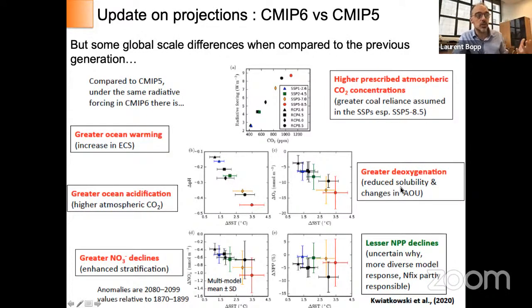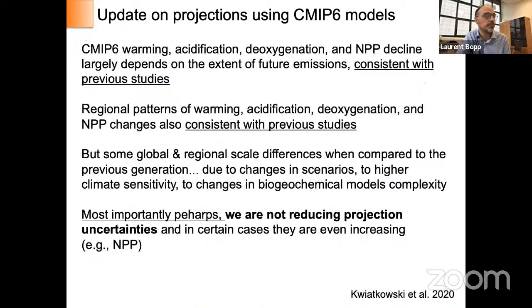The greater deoxygenation is linked to the fact that with greater ocean warming, you have a larger reduction in solubility, but also larger changes in what we call apparent oxygen utilization. The greater nitrate decline is linked to enhanced stratification in CMIP 6, and the increased uncertainty in NPP is linked to the fact that we have more diverse model responses. And I will come back to that, the fact that some models do include some new processes that are largely uncertain. So I'll come back to these uncertainties in NPP in the coming slides.